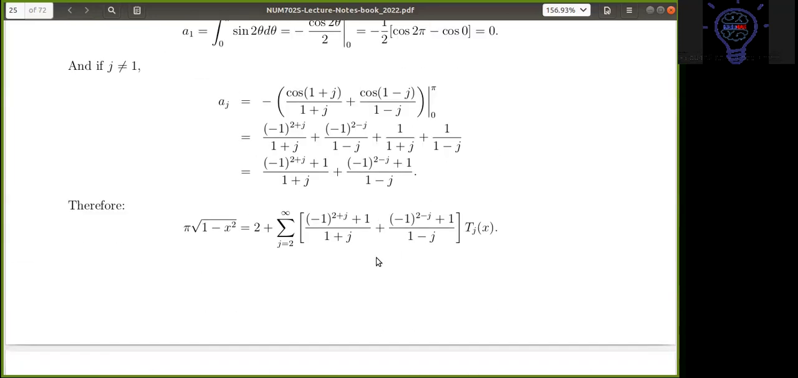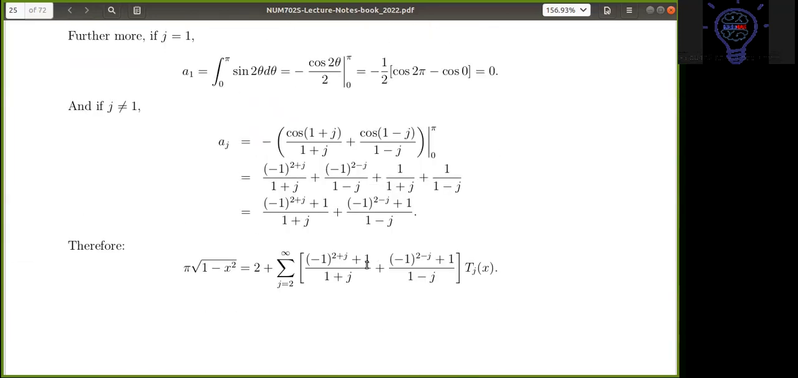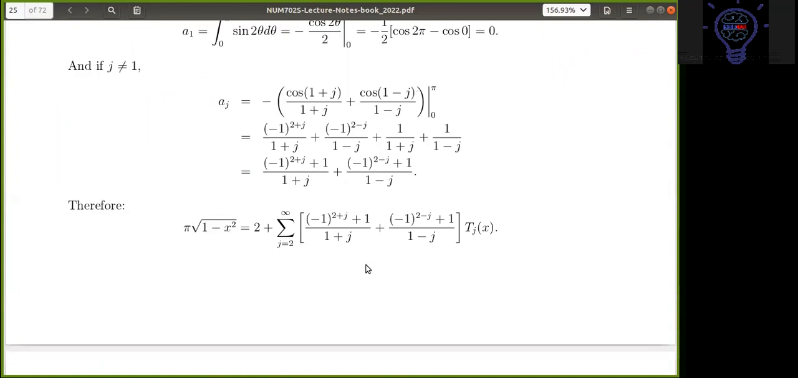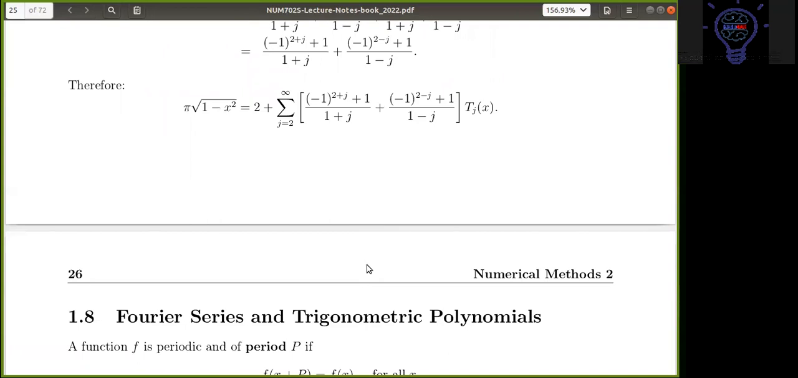So we will stop here for today, and we will continue shortly with the next topic, Fourier series and trigonometric polynomials.